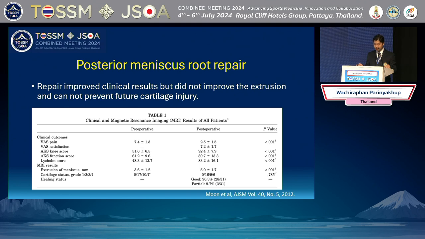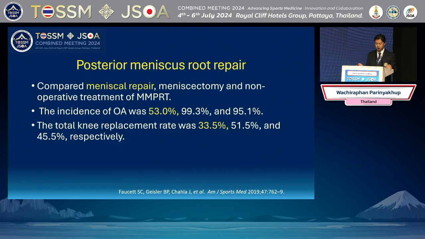From the paper of Dr. Moon, it shows repair can improve the clinical result, but cannot improve the extrusion and maybe cannot prevent further cartilage injury. Right? Another paper compared repair to meniscectomy and non-operative treatment. The incidence of osteoarthritis is still high, and the rate of total knee replacement goes up to 33% in the repair group.